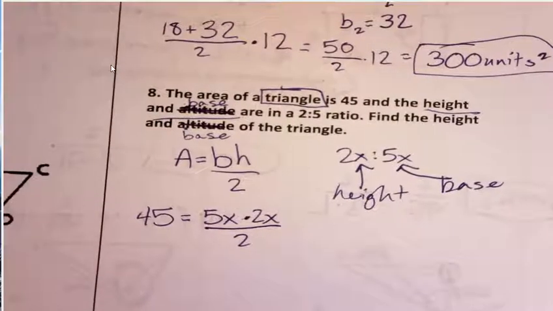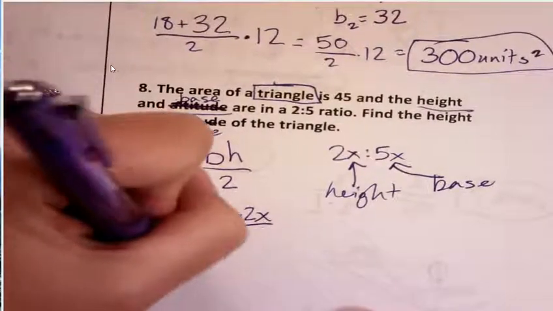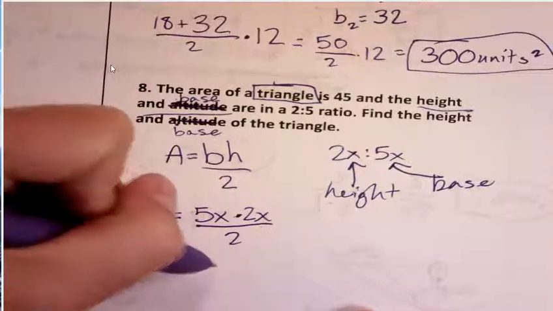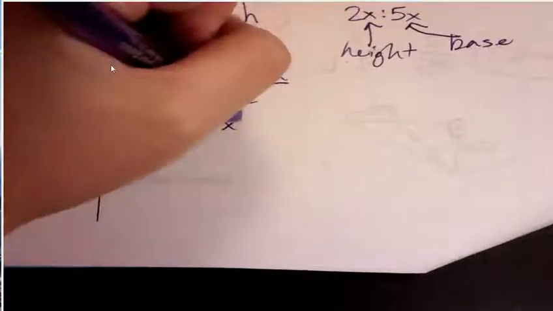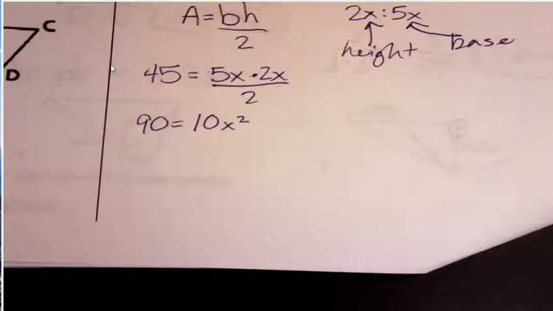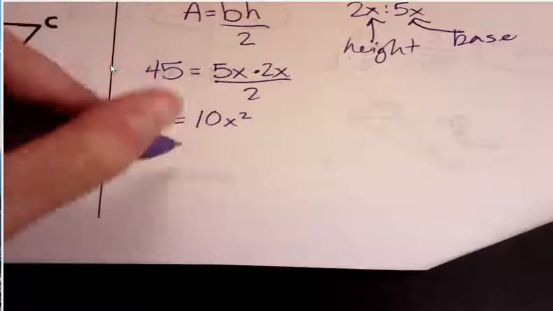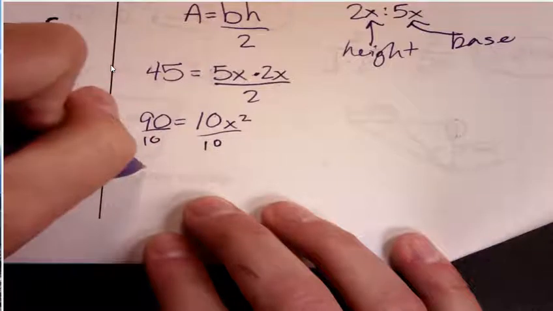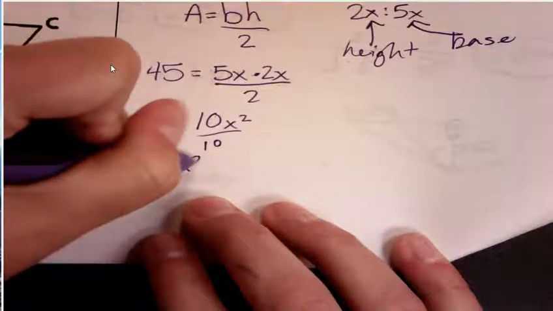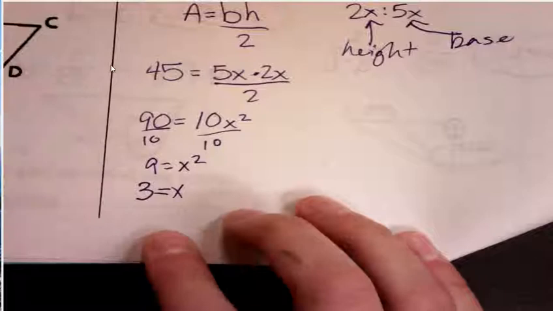Okay, now I gotta solve. Multiply by 2, 90 equals. Here's where the vast majority of people mess up. What's 5x times 2x? Square. Yes. So a lot of people end up solving for x and get 9, and then they plug that back in and they're like, well, the area is not 45 anymore. Well, that's because it's 10x squared. So don't forget that, because that will trip you up. 9 equals x squared, so x is actually 3 and not 9.